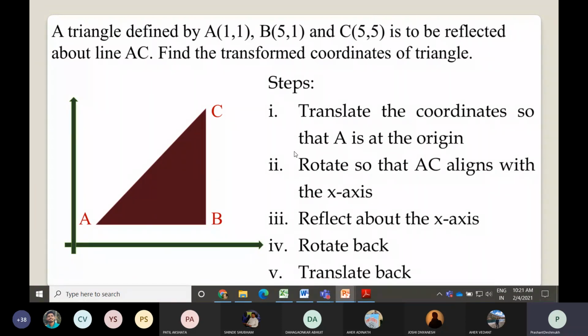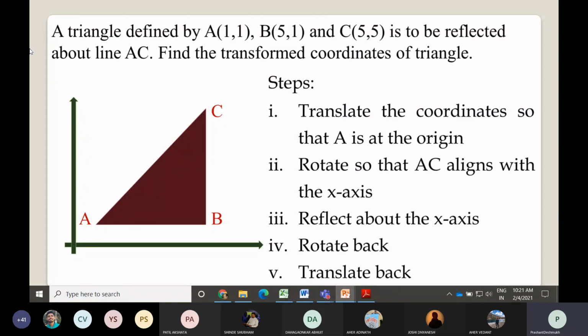Triangle is to be reflected about line AC. Now this AC are the point on the triangle itself, two corners of a triangle. Now instead of line AC, you can have line PQ, whose coordinates are known. P and Q coordinates are known. So procedure will remain same, but coordinates can be different. So this triangle we have to reflect about this line AC. So what are the steps which we have seen?